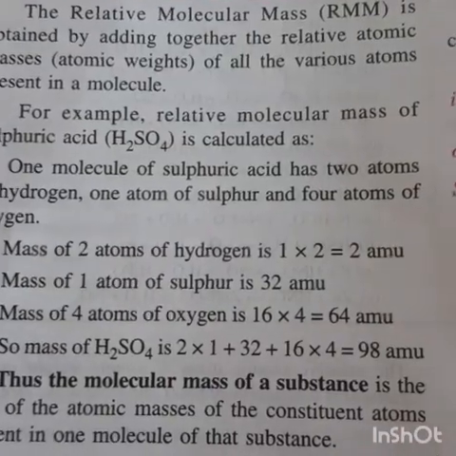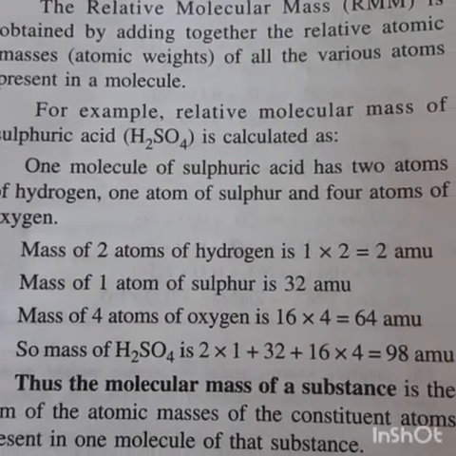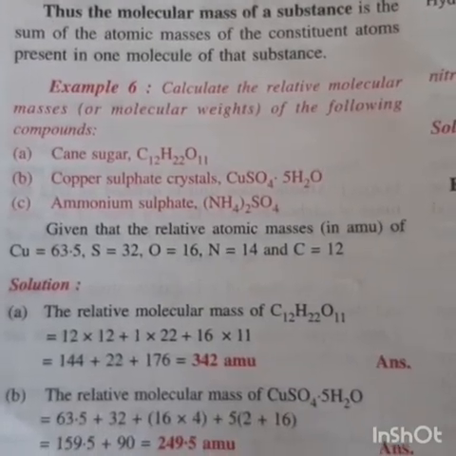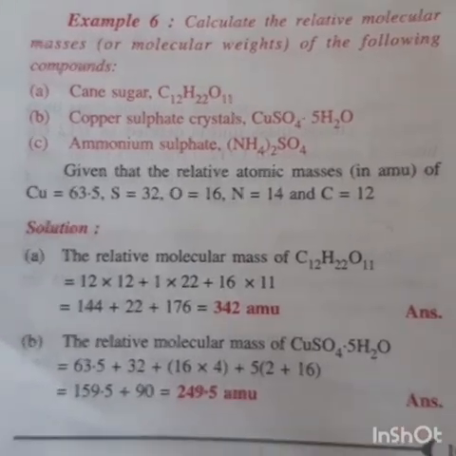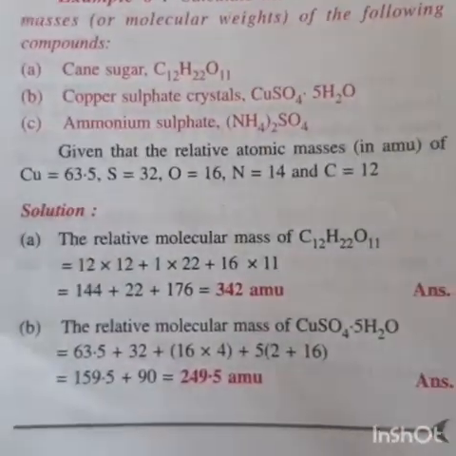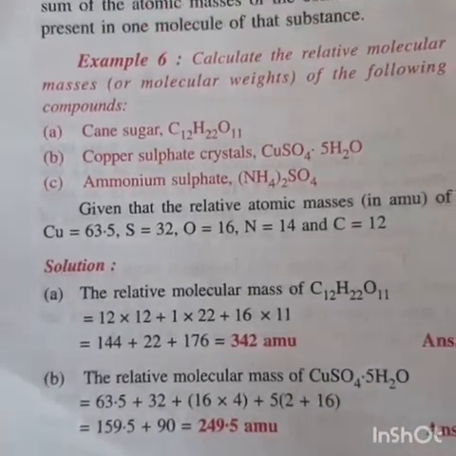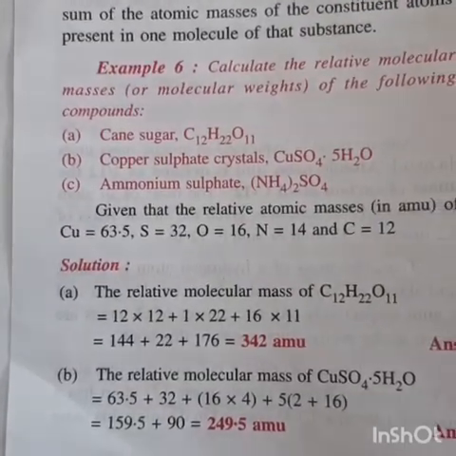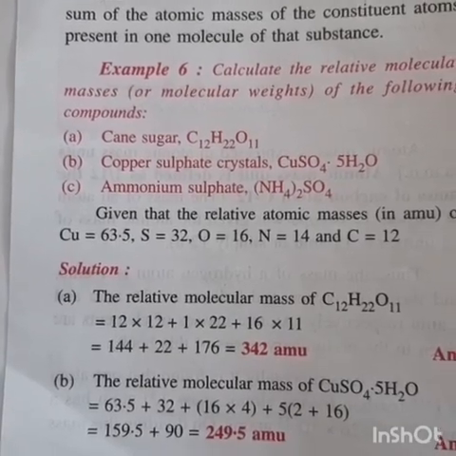So learning to find the relative molecular mass is very important, as it is required since we are going to study a large number of molecules. There are certain exercises given. Example 1: calculate the relative molecular mass of the compound cane sugar, C12H22O11. That means there are 12 atoms of carbon, 22 atoms of hydrogen and 11 atoms of oxygen.